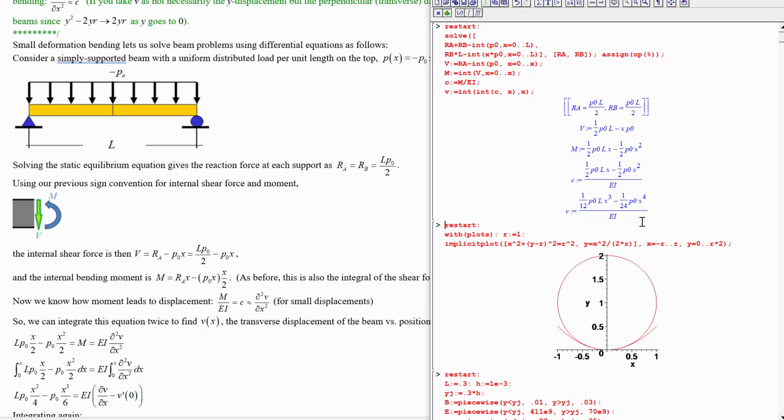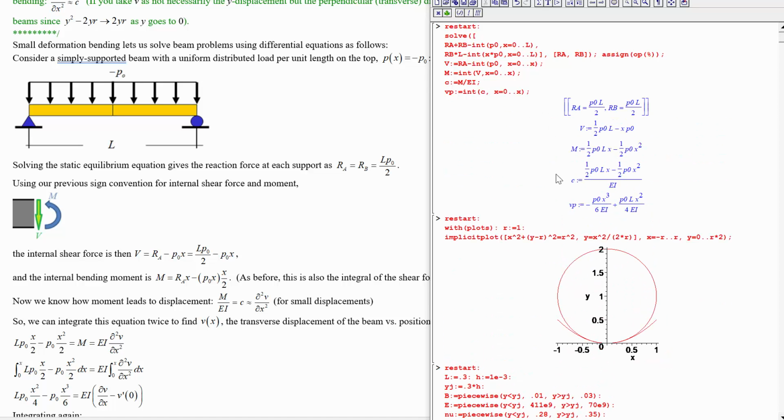When we do that, we're going to get two arbitrary constants, or at least we should. But the problem is that this integration right here doesn't know what to add for those constants. So let's say that first v prime is equal to the integral of c from x is 0 to x, and this is v prime here. Problem is, this thing has no slope at point 0, but point 0 is a pin, and maybe there is a slope there, right? So we'd better say v prime is equal to this plus v prime 0.